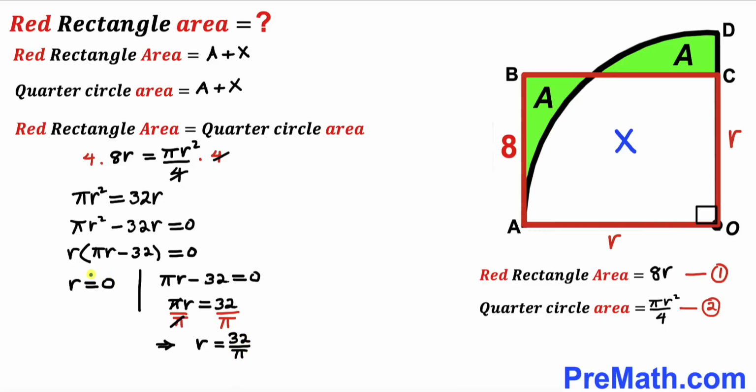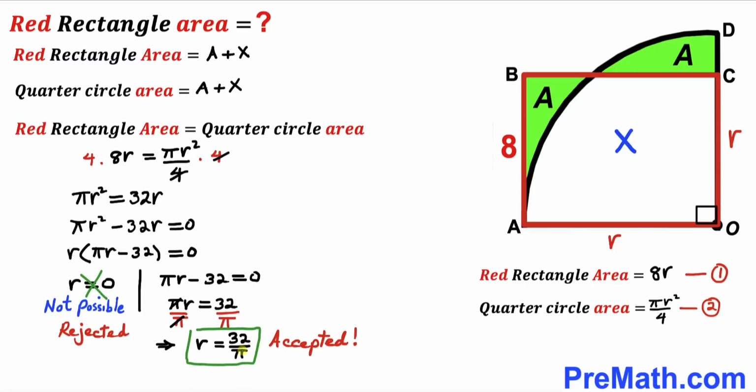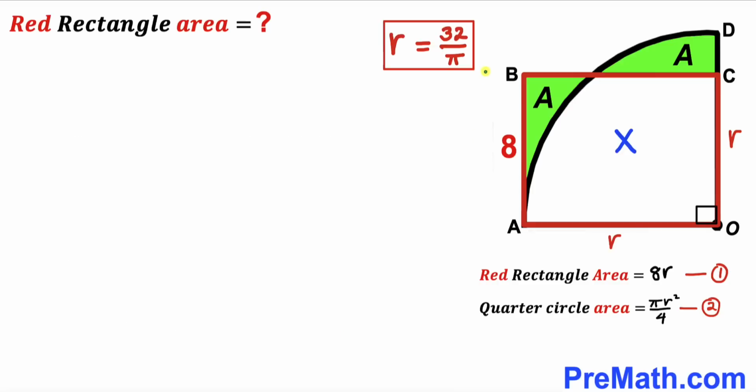Here we got these two options. The first option is the radius is 0, and the other option is the radius is 32 divided by pi. We can see that r equals 0 is not possible. So we are going to reject r equals 0, and accept the radius r equals 32 divided by pi. Thus our radius lowercase r turns out to be 32 divided by pi.